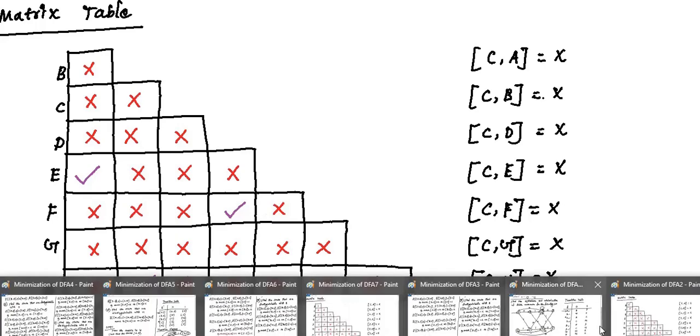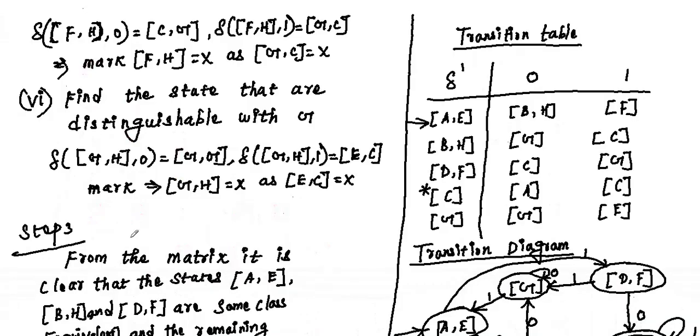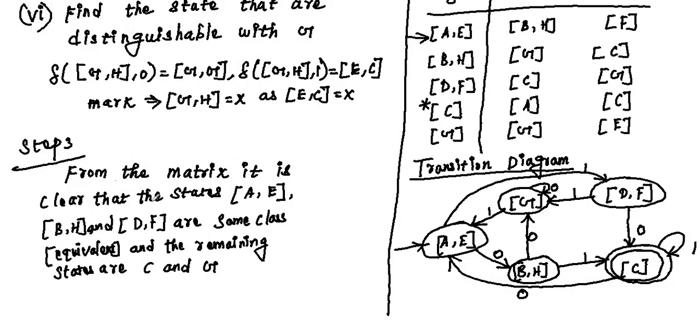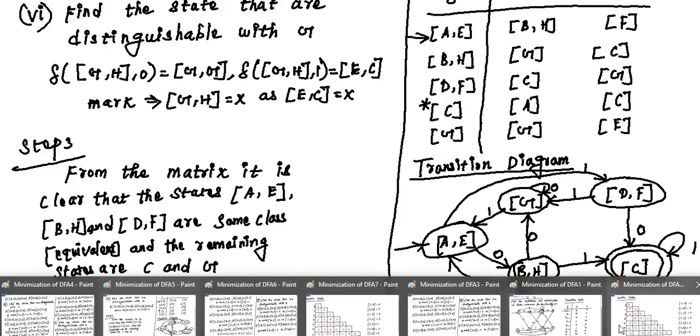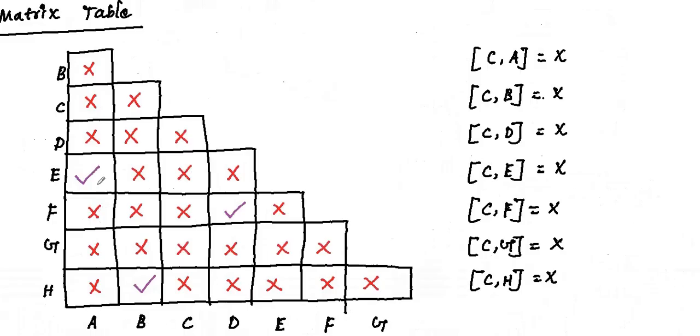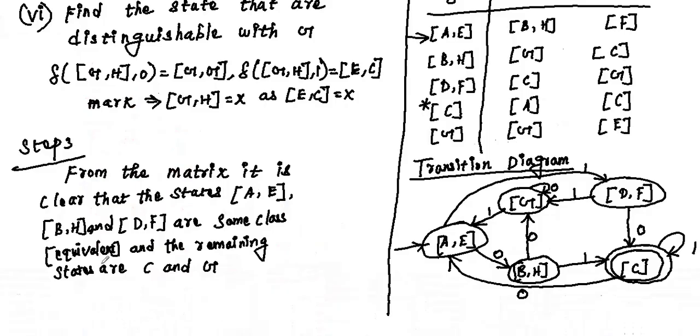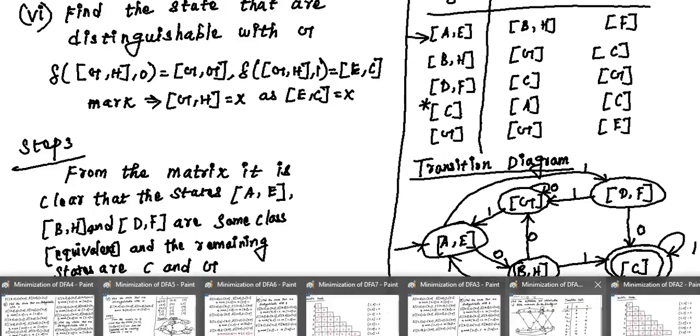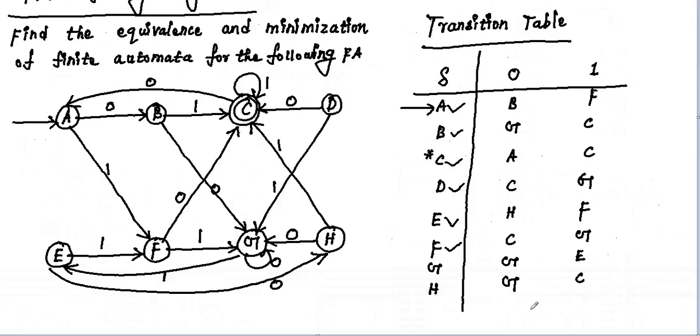Coming to step 3. In step 3, from the matrix it is clear that the states AE, BH, DF, look at the matrix table, are the equivalent classes and the remaining states are C and G. How do I write C and G? Look at the original transition table. In this transition table, in step 3, we got equivalent classes. What are the equivalent classes?